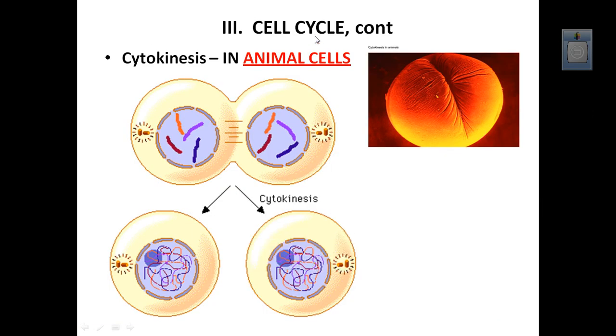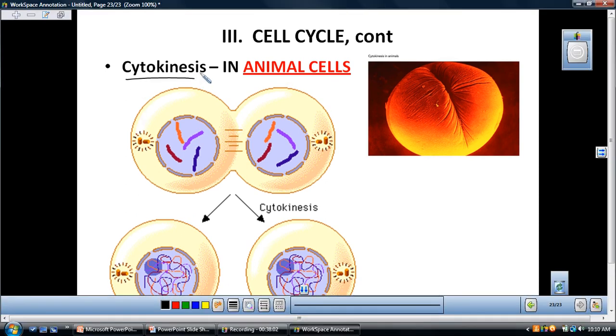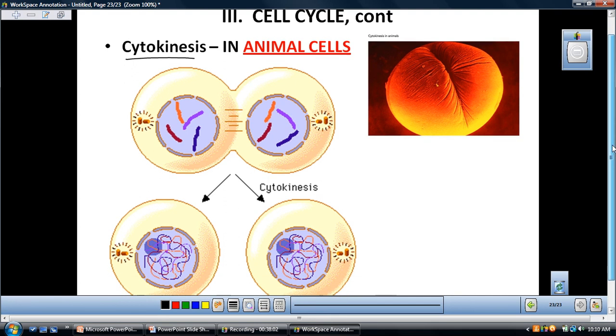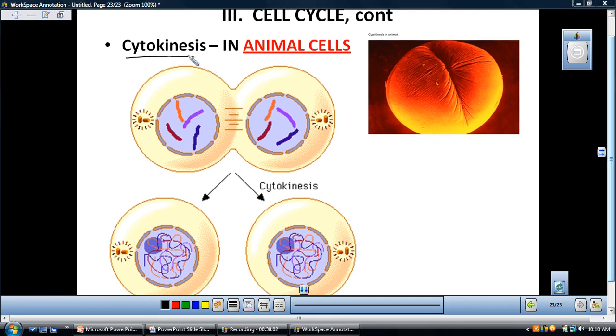Okay? All right, last but not least, here we go, home stretch. Let's go through the ending part of cytokinesis. So cytokinesis in animal cells, which once again is division of cytoplasm, we have to divide the organelles and we have to divide the cytosol.